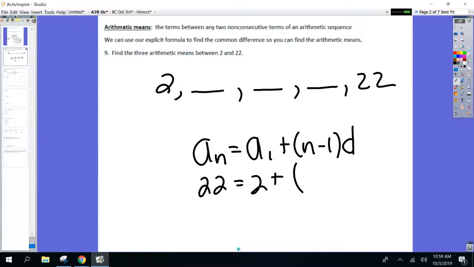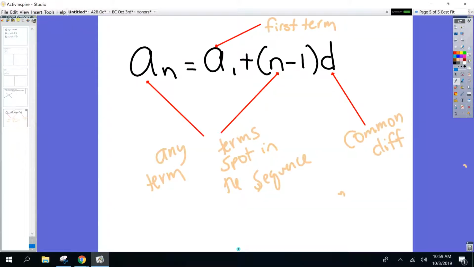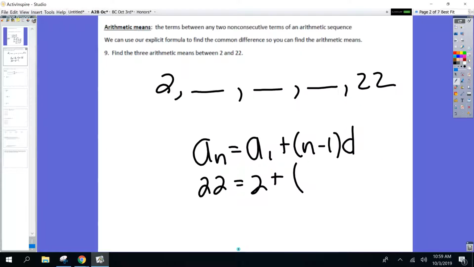Let me go back again to my spiel at the beginning. N is whatever number you plugged here, what's its spot in the sequence? What is its spot in the sequence? So go back. 22 was the what term? See how those two are starting to relate now? Any term and then its spot in the sequence, minus 1, times D. Everyone okay so far? Can you solve for D?